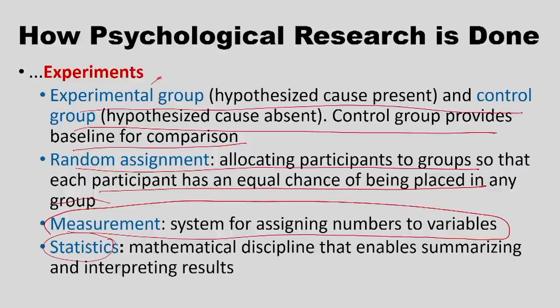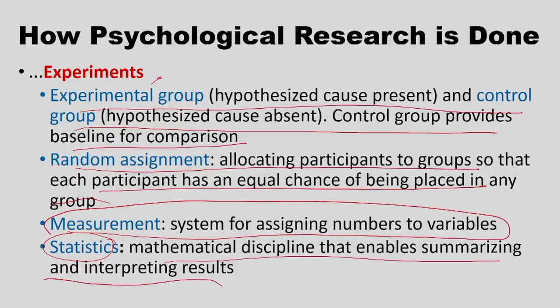And so, measurement is important because at the end of any experimentation or the end of any research, we want numbers, because these numbers will actually tell us what is happening, if it is an experimentation. And the last thing is statistics. Statistics is basically a way of finding out what is different or how to compare results across different groups. It is a mathematical discipline that enables summarizing and interpreting results.